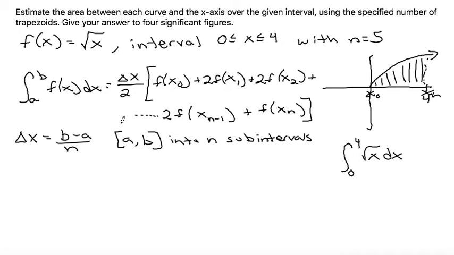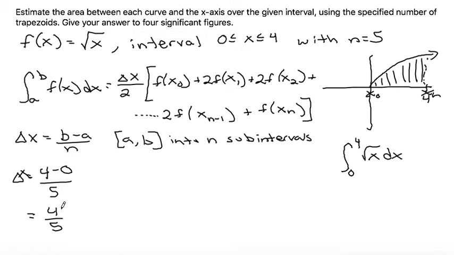In order to plug this into our formula, we need to identify what our a, our b, our x sub 0, and all of those things are. To find our delta x, we plug in b minus a, which in this case is 4 minus 0, over n, our number of subintervals, and they gave us in the problem that n is equal to 5. So our delta x is equal to 4 minus 0 over 5, which would be 4 over 5.